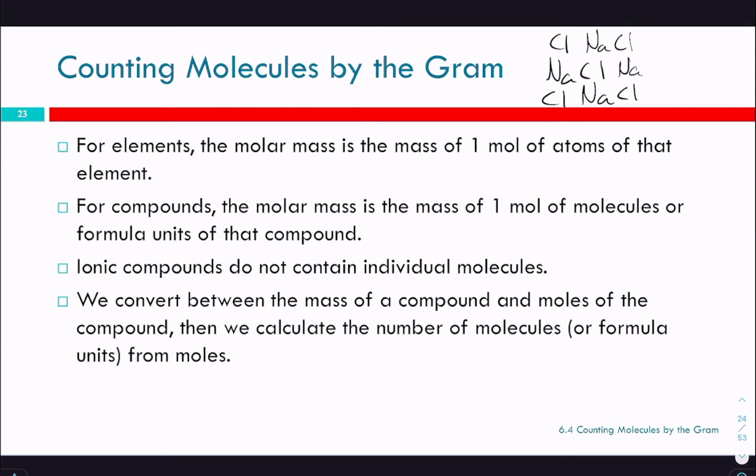We actually calculated this at the end of the last chapter. That was the formula mass. So we use formula units for ionic compounds. So we can convert between the mass of a compound and the moles of the compound. Then we can calculate the number of molecules or formula units from moles.